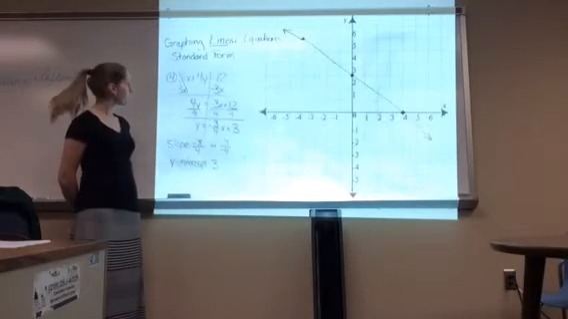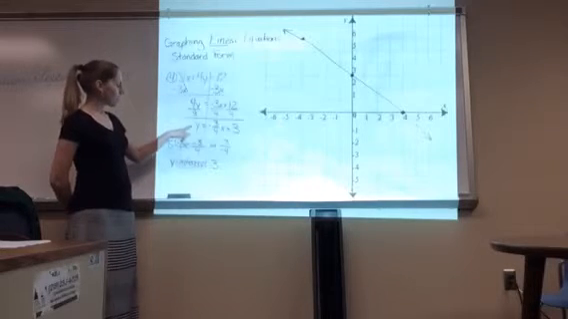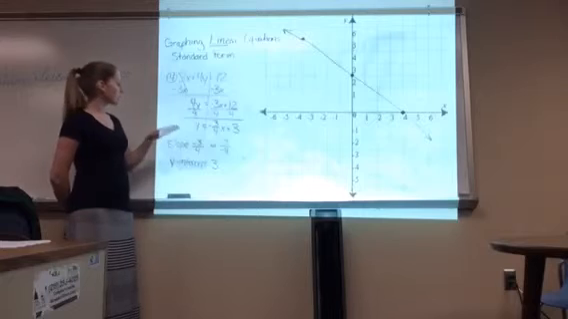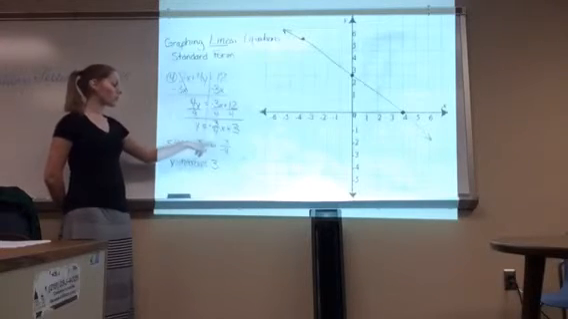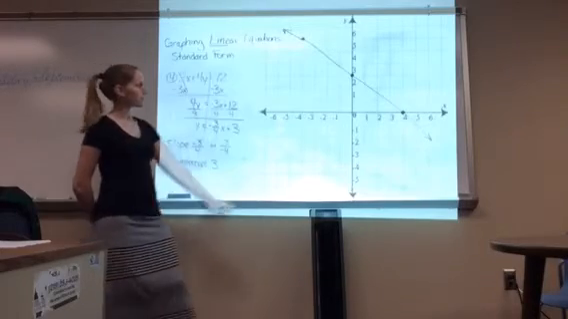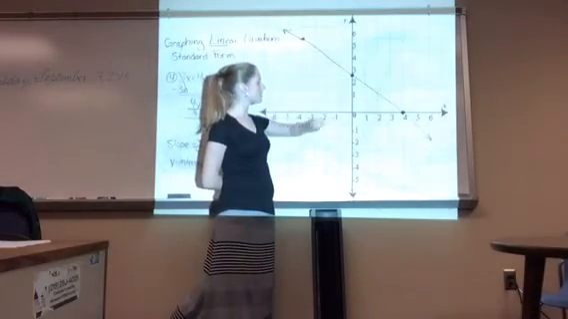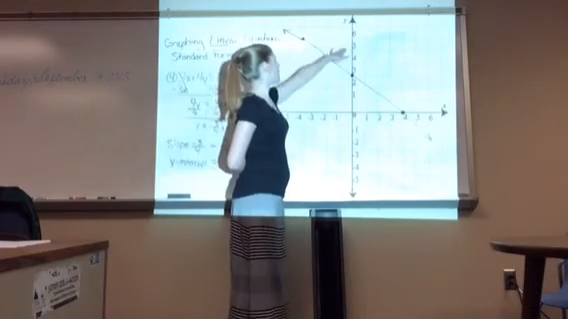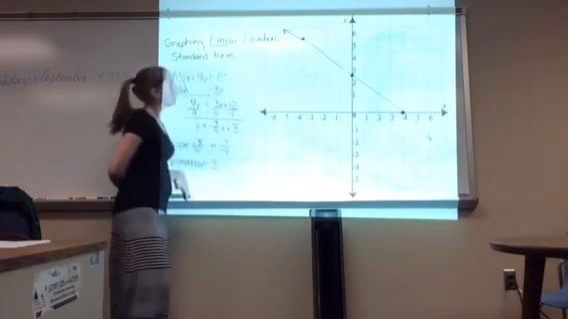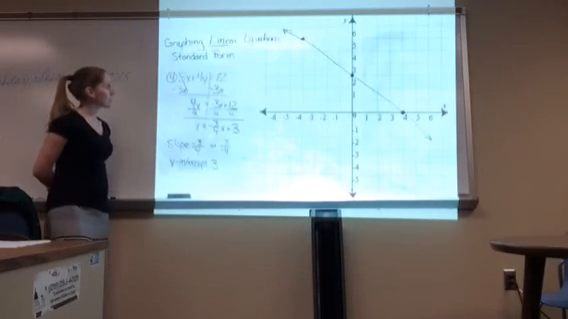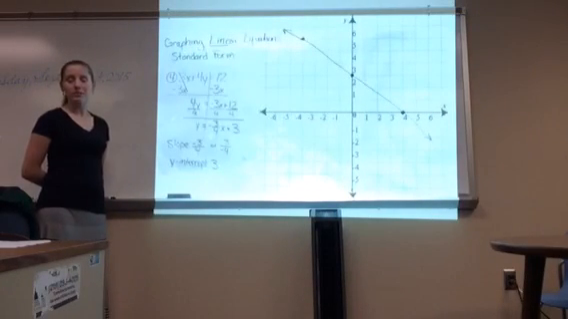For problem number 4, I solved, I got y equals negative 3/4 x plus 3. My slope was negative 3/4, or 3 over negative 4, and my y-intercept was positive 3. So when I graphed them, I did the 3 first. I went down 3 to the right 4, and then I also went up 3 to the left 4. So your graph should look something like this. And that ends our lesson on graphing linear equations from standard form.